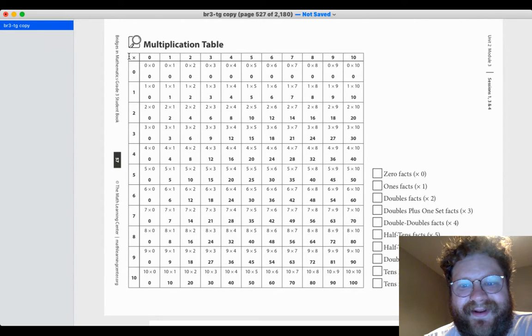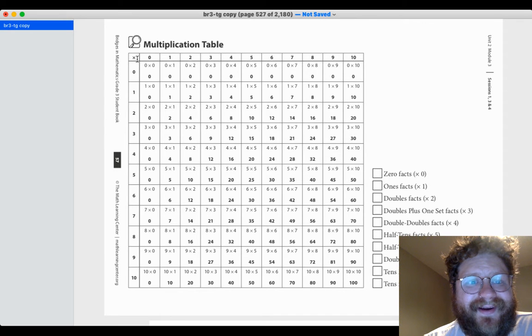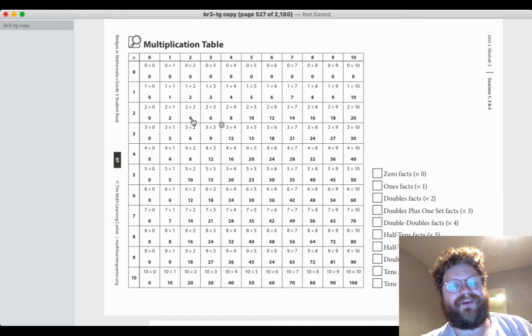If, for example, you wanted to find 2 times 2, you would say there's a 2 here, and this is 2 times 0, this is 2 times 1, and this is 2 times 2, right? There's the 2 here and the 2 there, and where they meet is 2 times 2, and that's 4.